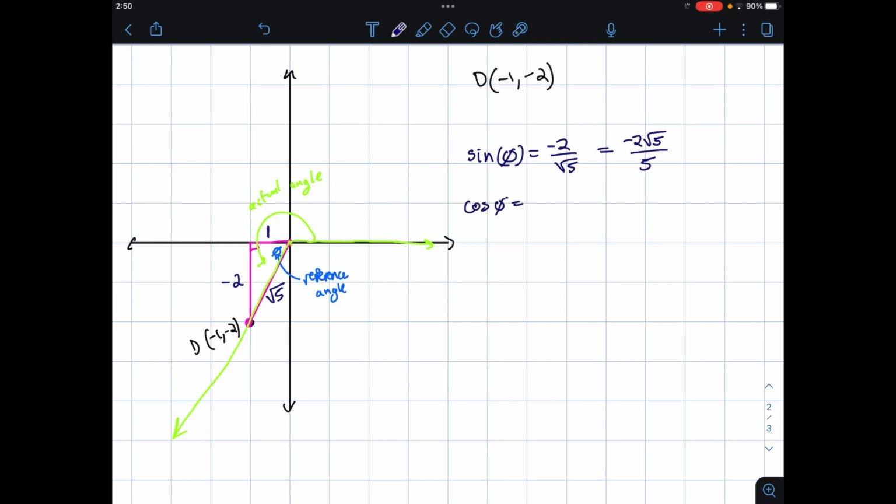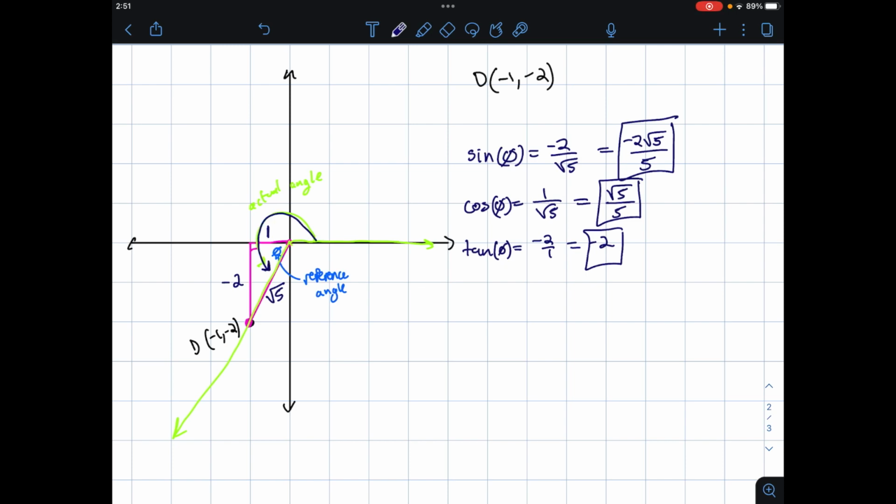Cosine of theta is going to be equal to 1 over square root 5. Rationalizing gives us square root 5 over 5. Tangent of theta is defined as opposite over adjacent. And so we would say that that is -2 over 1, or just -2. So we get our set of ratios for the trig function. So we're able to do trig on this angle, recalling that this is the angle we're doing it on, even though we have a reference angle, theta.